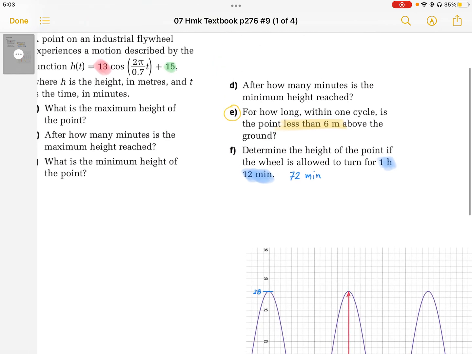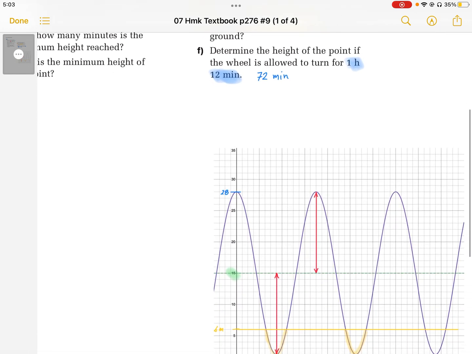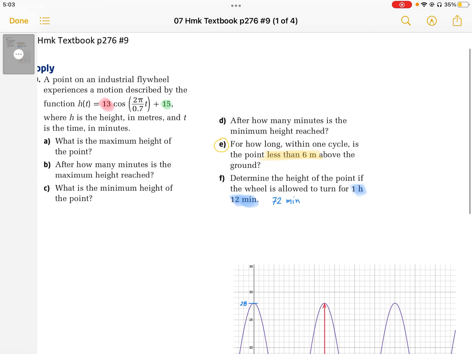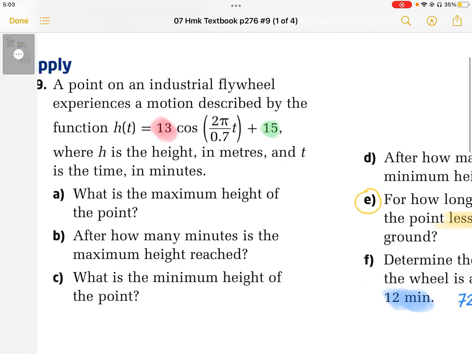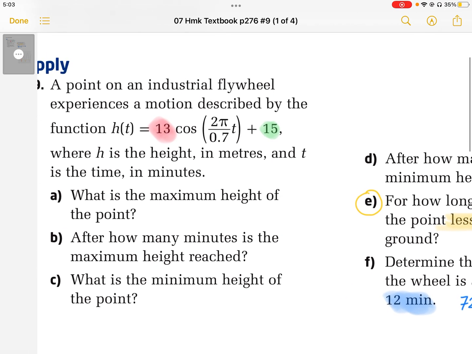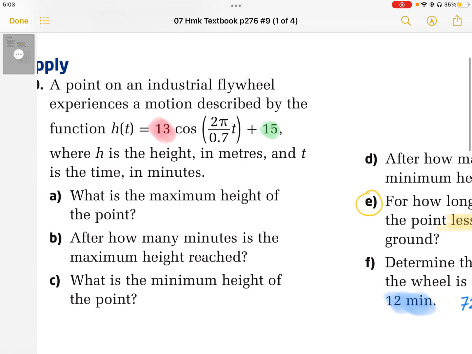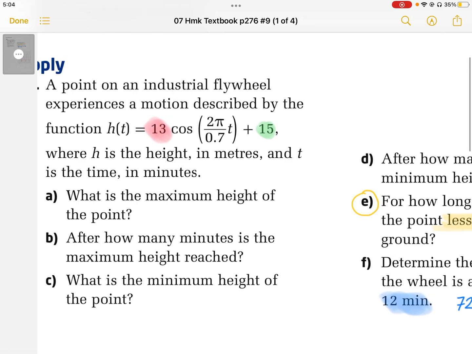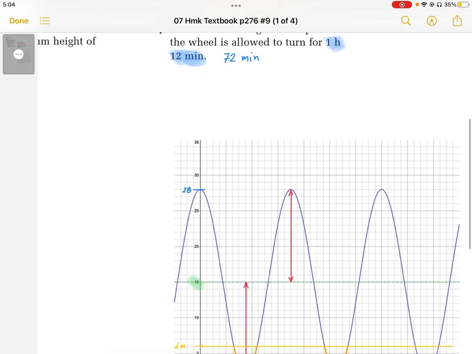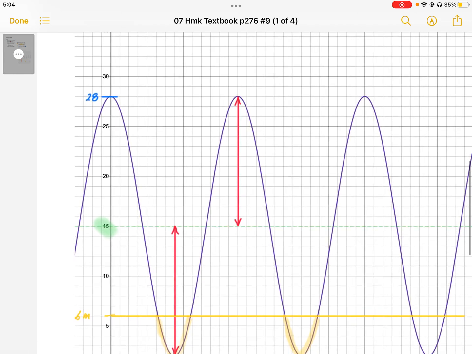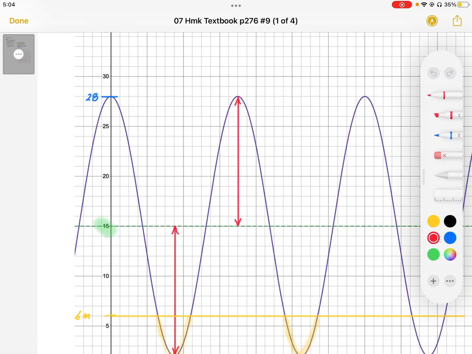Looking at the graph of this, we can see very easily, but basically looking at the function, we can see that the vertical shift is 15, which I've highlighted in green, and the amplitude is 13. So to get a maximum, we start at the middle and add the amplitude. Starting at 15, adding the amplitude of 13, we end up with a maximum of 28.